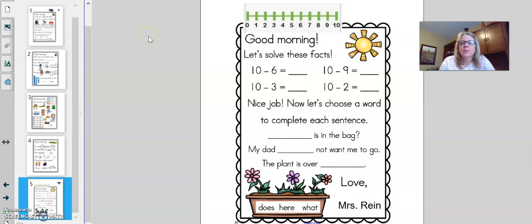Hello, learners. Good morning. Let's take a look at our message and solve the facts. And then also we need to figure out which word is missing in our sentences.